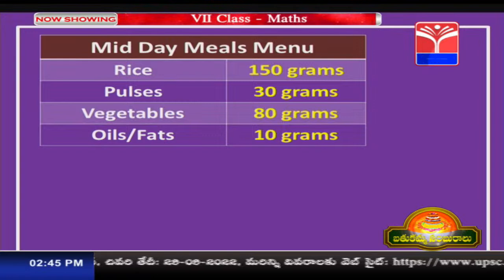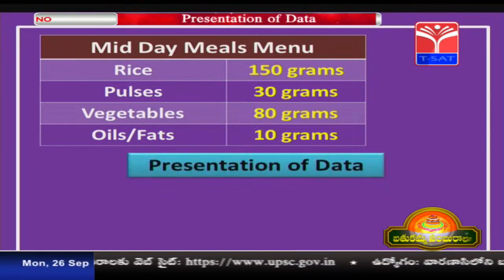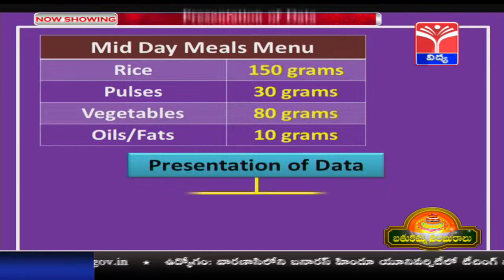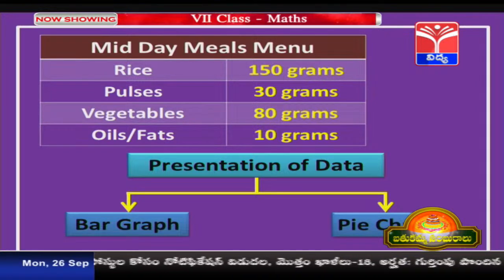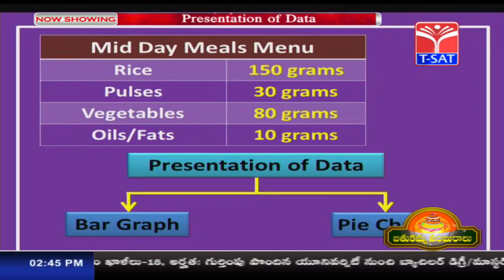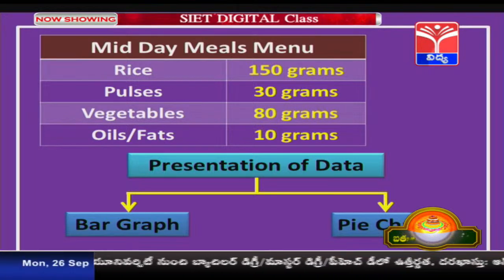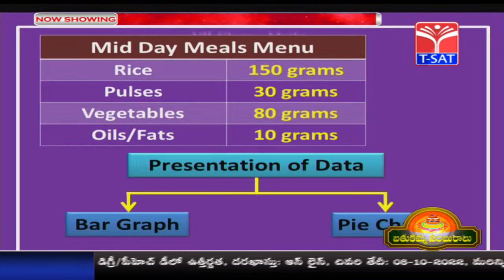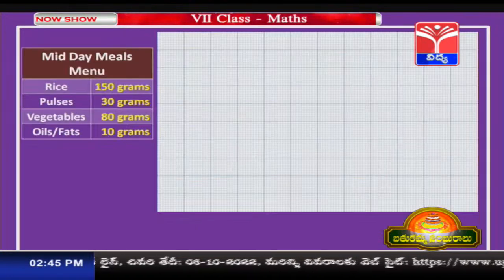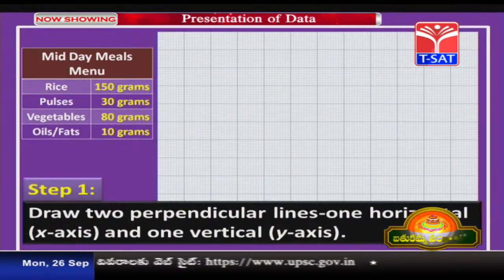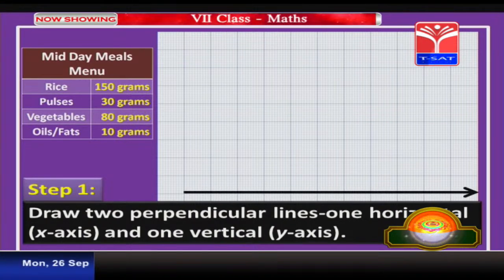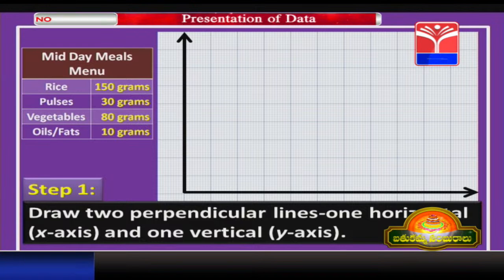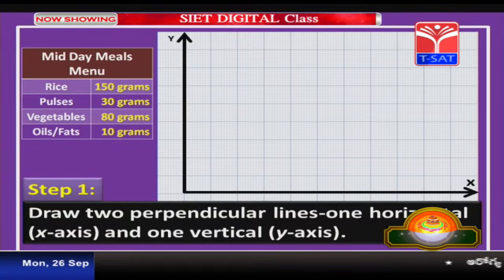Okay, children. In this session, we are going to present this data in the form of graphs. That is, it can be drawn using a bar graph or it can be drawn using a pie chart. First we will draw a bar graph for the information shown on your screen. Okay, children. Let us start. For this, the first thing you need is a graph paper. Then, in the first step, we are going to draw two perpendicular lines, one along the horizontal and one along the vertical. The horizontal line is called the x axis and the vertical line is called the y axis.